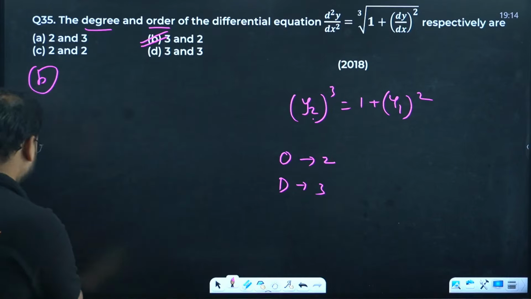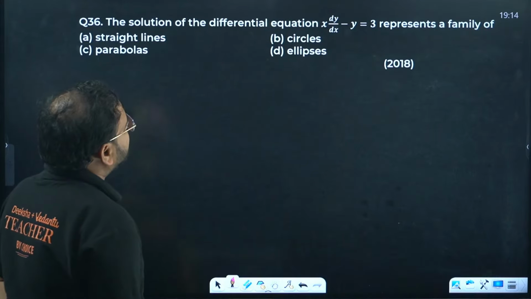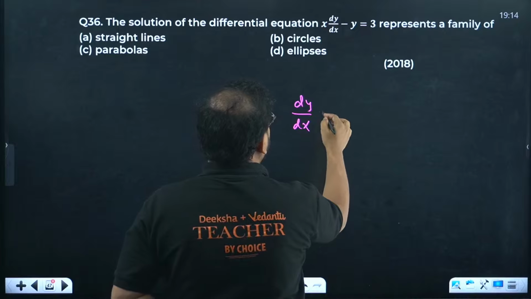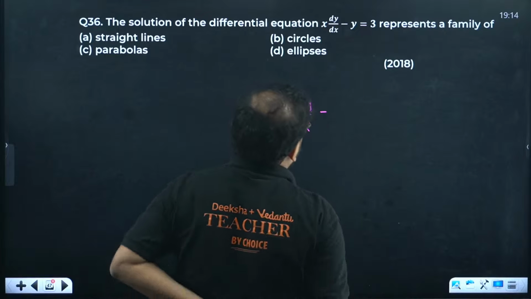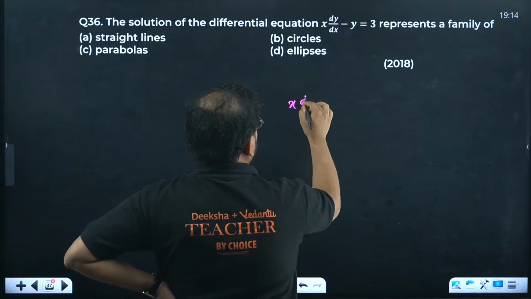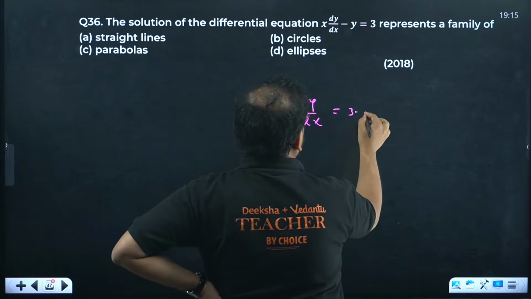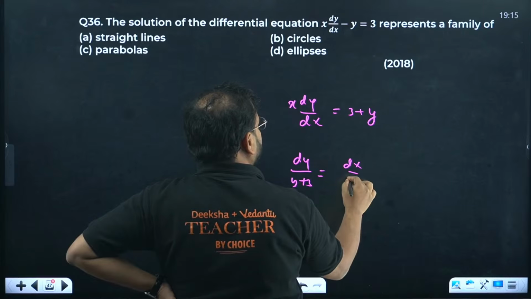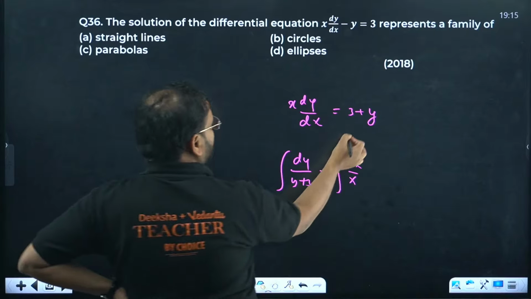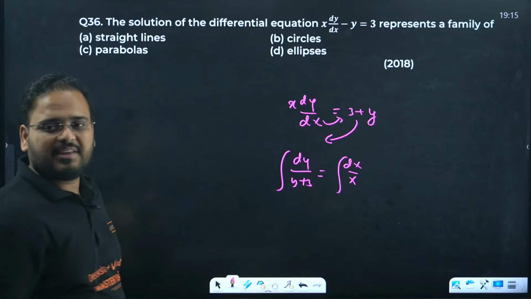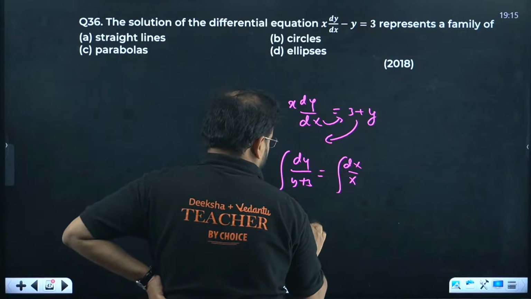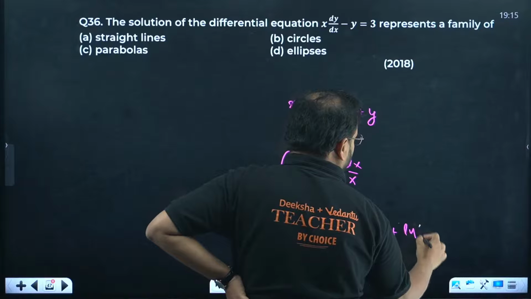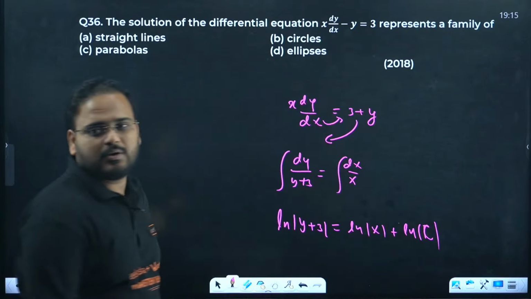Okay, let me continue from here. 36. The solution of the differential equation represents what? dy by dx equals (y plus 3) by x. Yeah, we can solve this: dy upon y plus 3 equals dx upon x. I move this term over here and the x term over there. Again, the variable separable method is sufficient to solve this. You get ln of y plus 3 equals ln of x, and over here we need to write a constant, but we write ln of c only, log of c.